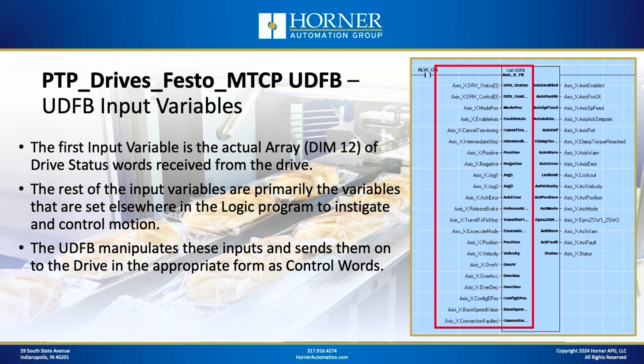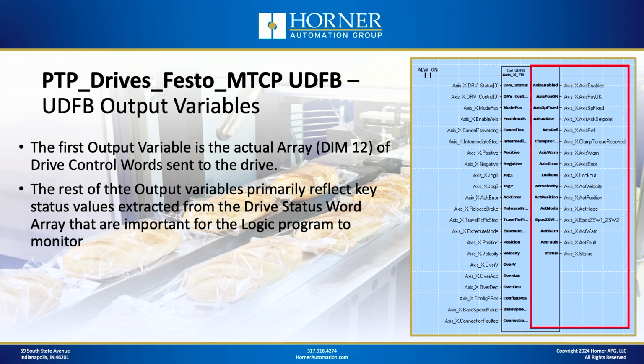Now, on the output side of things, the first output variable you have to assign is the array of 12 words that's being sent to the drive as control words. So the user-defined function block is going to take those input variables that you've assigned and that you've manipulated. It's going to take that data, see what you're intending with your motion, and then properly set the output words going to the drive, the control words going to the drive, so the drive will react the way you want it to.